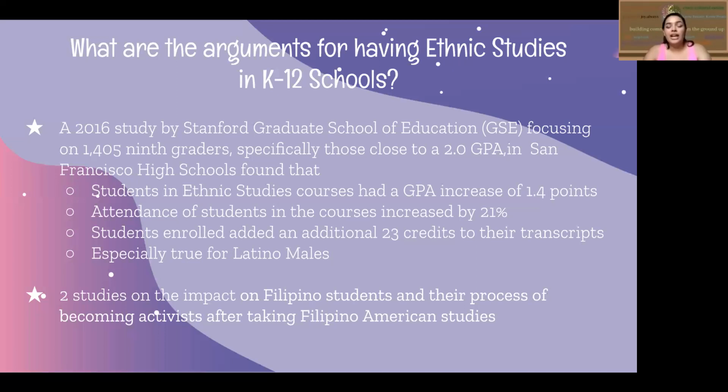Students enrolled added an additional 23 credits to their transcripts. This is important because it wasn't just that they were doing well in ethnic studies, it was that they were doing well in all of their classes. While enrolled in ethnic studies, they were also passing their math classes, their science classes, their English classes. It wasn't just that they were getting A's in this one class, it was that overall they were doing a lot better in their classes and able to take more and get more credits for graduation.